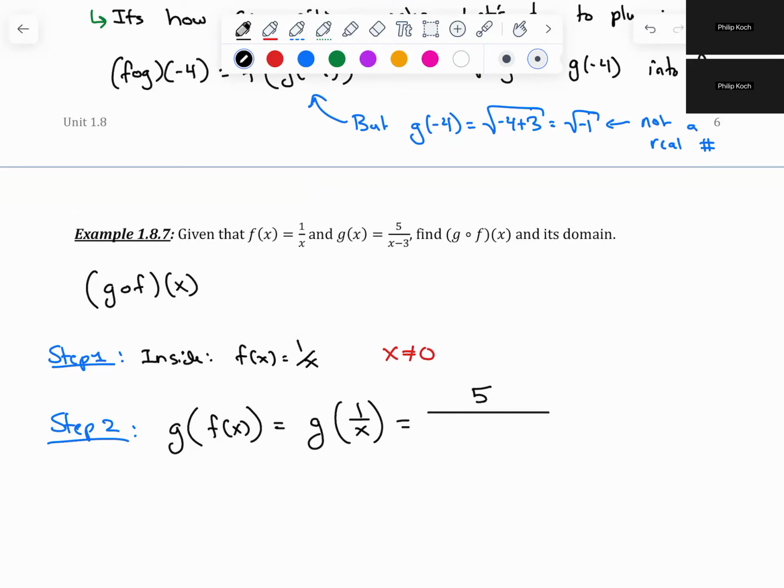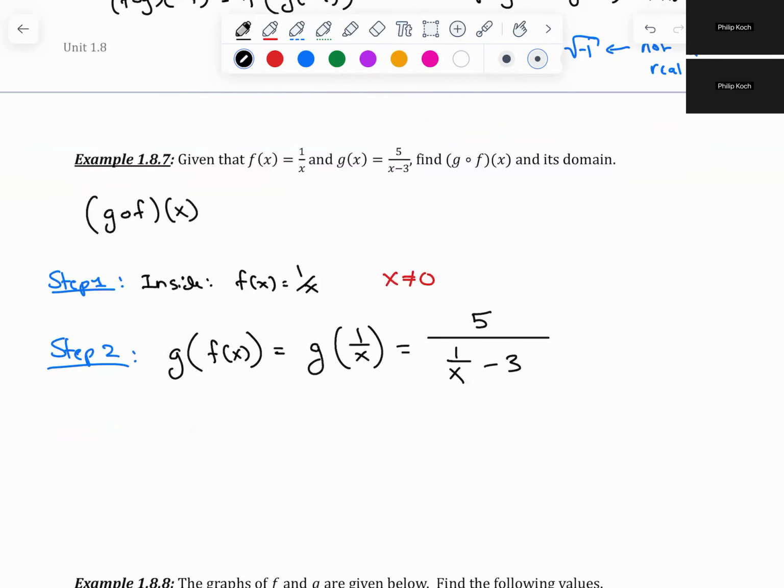portion. Let me say that slower because my words started to slur together. There is only one instance of x in g, and it's in the denominator, that x minus 3. There's just one x. So we're going to replace that singular x with a 1 over x because we're plugging this into the function. We're plugging that into g. So it's 1 over x minus 3.